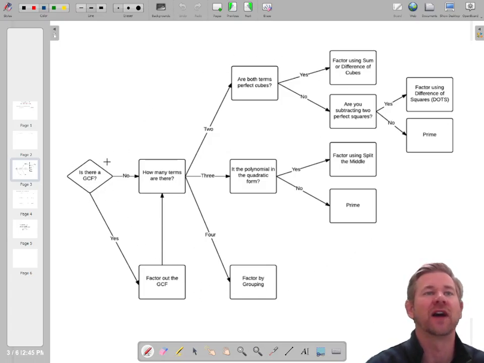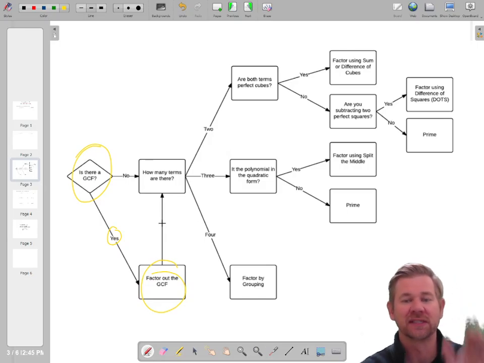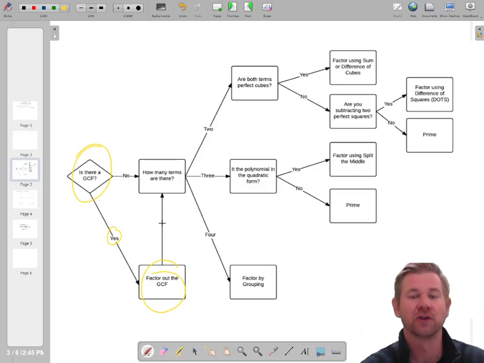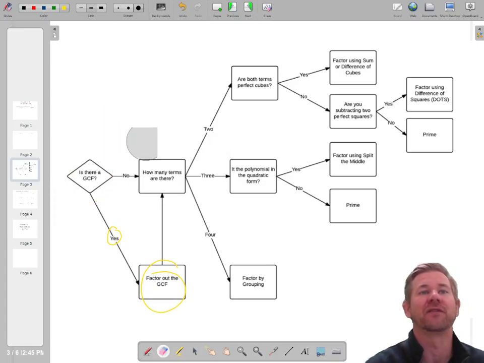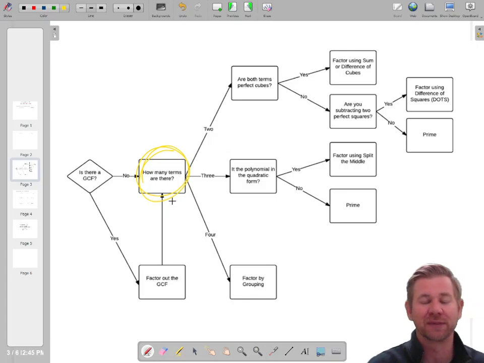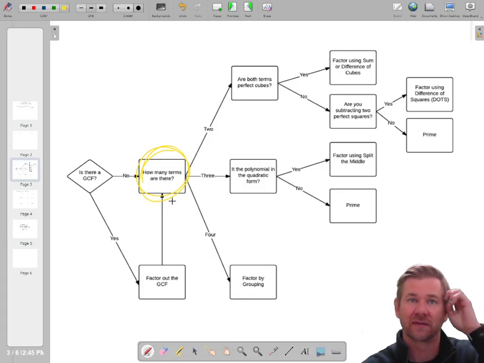So every time you factor, the first question you should always ask is, is there a GCF? And if the answer is yes, then you need to factor out the GCF. Okay, every time, no exceptions. That's your main first line of attack every single time. Once you've determined if there's a GCF or not, then you have to ask yourself, how many terms am I working with? Because this determines your next course of action.